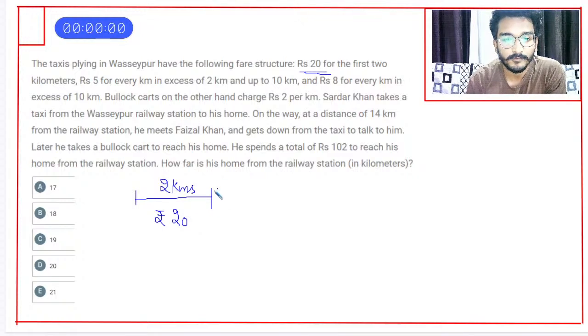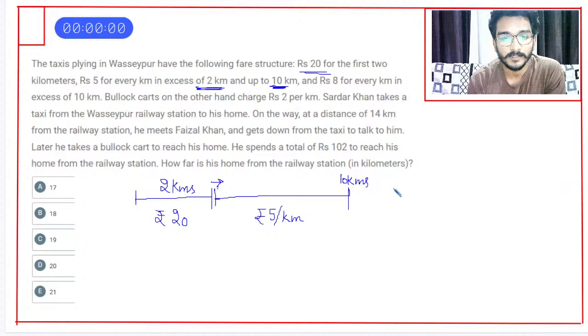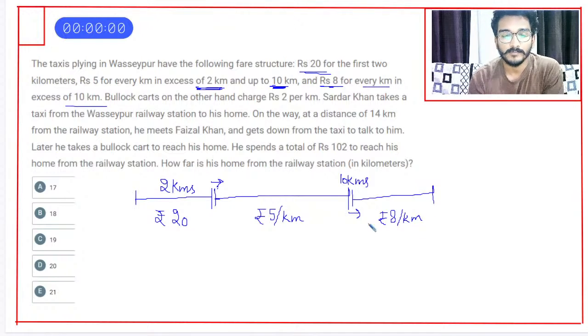And then in excess of 2 till 10 kilometers, for this particular part, rupees 5 per kilometer. And then rupees 8 for every kilometer in excess of 10, which means if you go beyond 10, this is 8 rupees per kilometer. So this is how these segments are divided.